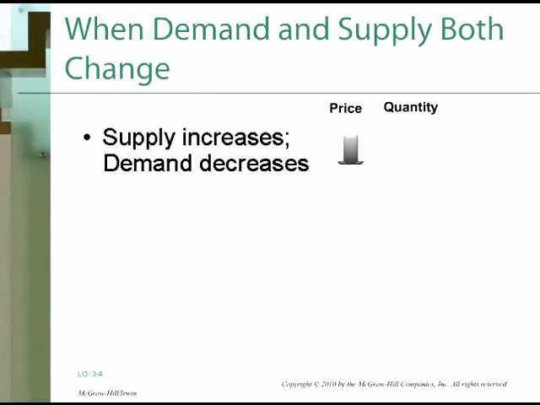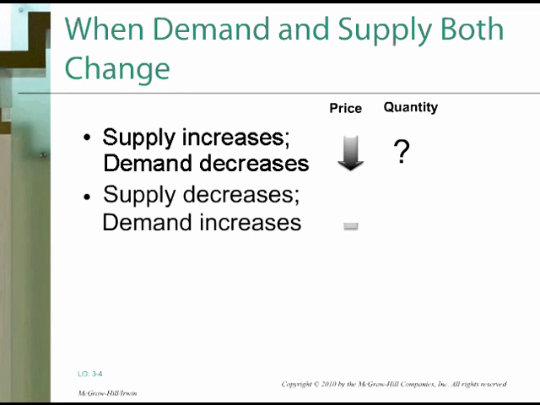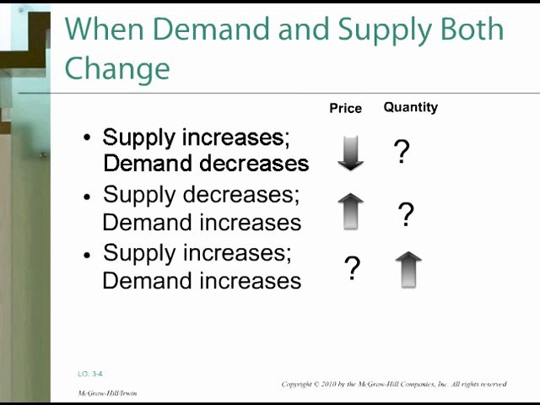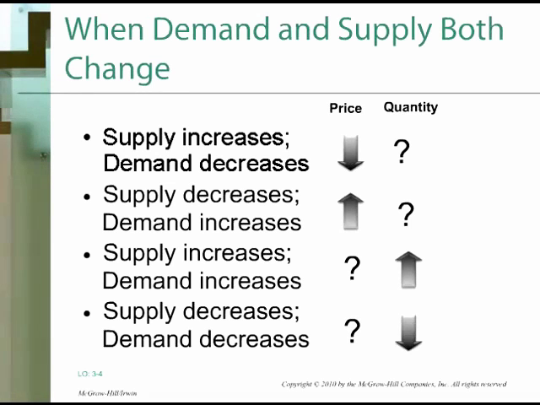Things are more complex when demand and supply both change. A combination of supply increase and demand decrease will lead to a lower price, but an ambiguous change in quantity. If supply decreases and demand increases, the price will rise and the change in quantity will be again ambiguous. If both supply and demand increase, the equilibrium quantity will go up, but the price may fall or rise. Conversely, when both supply and demand decrease, the equilibrium quantity will fall, but the price again may fall or rise.